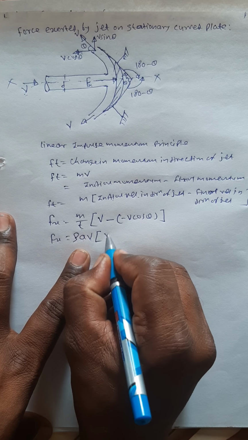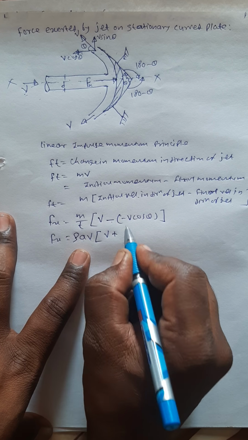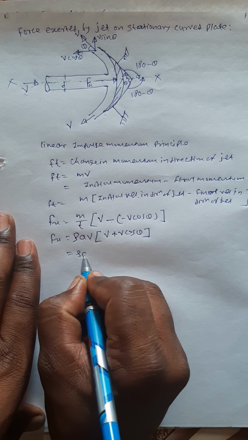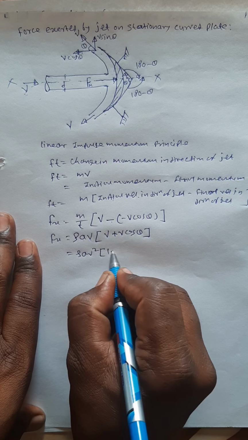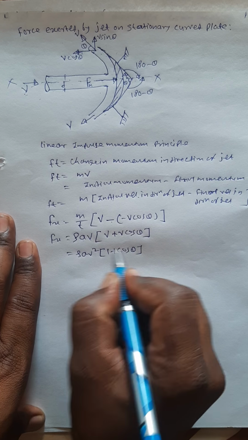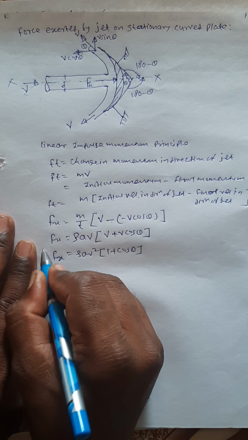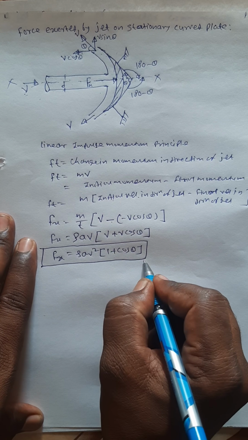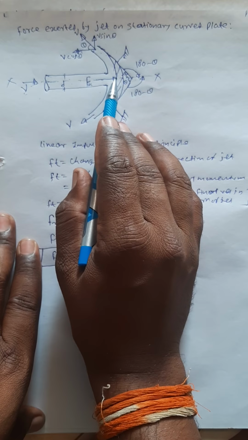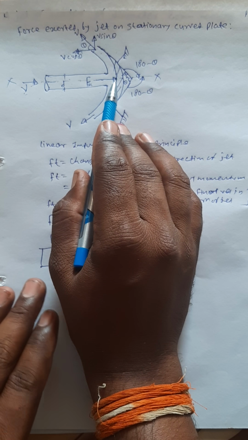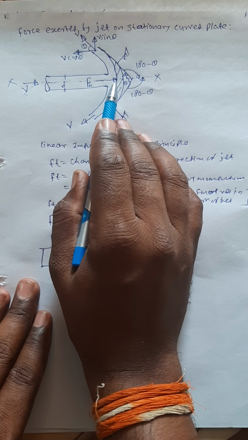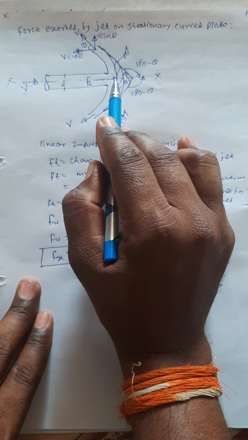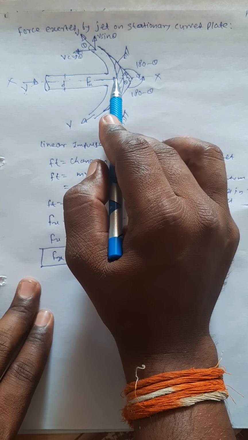So rho A V into V plus V cos theta, that is equals to rho A V square into (1 plus cos theta). This is the magnitude of the force exerted by a jet in its own direction when it strikes on the symmetrical stationary curved plate at its center.